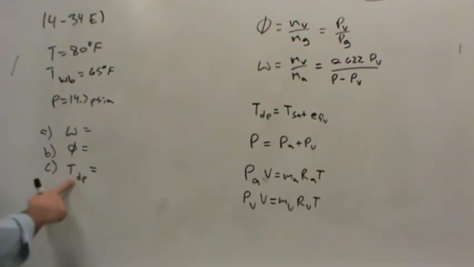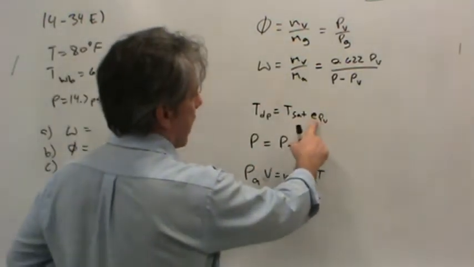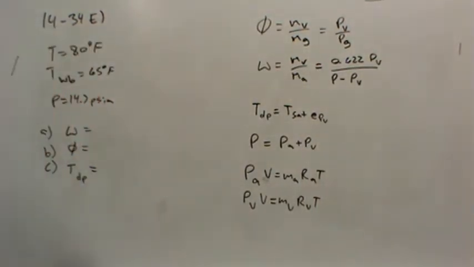All right, to get the dew point temperature, we're going to need the saturation temperature at the partial pressure. So we need to somehow come up with the partial pressure of the water vapor. Now notice that we already have the wet bulb temperature and the dry bulb temperature. And so we may need one more equation. Hang on.